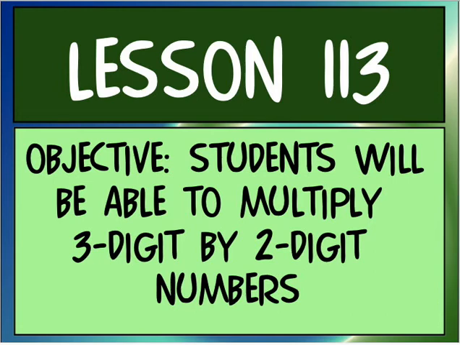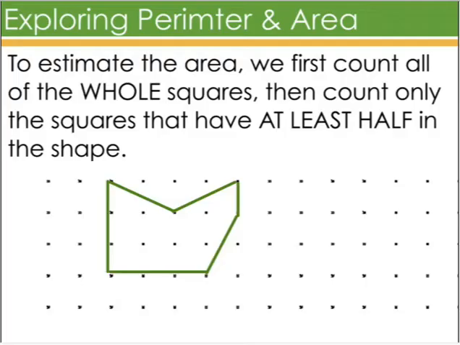Welcome to lesson 113. Today we're going to be learning how to multiply 3-digit by 2-digit numbers. Before we do that, let's review a few things that we've practiced the last few days. So first of all, when we're estimating area and perimeter, remember that we are making our best guess. So to estimate here our area, we're only going to count whole squares.